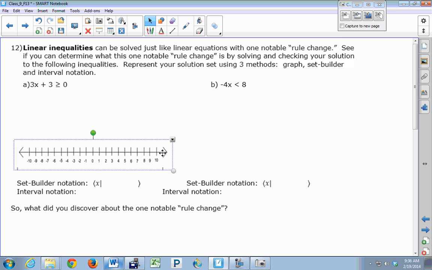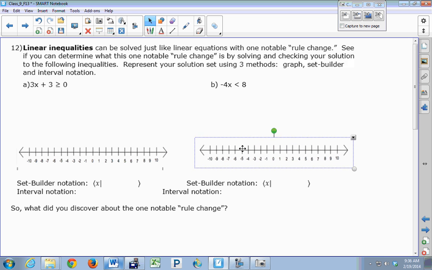So here's the number line. Let me copy this again. Put it over here. All right, so there we go.